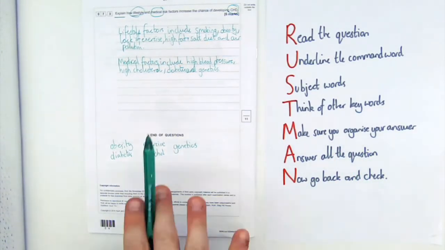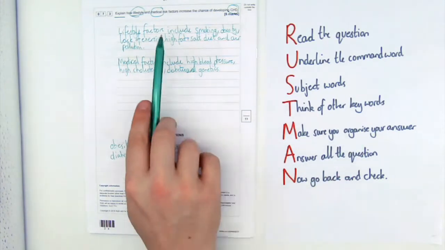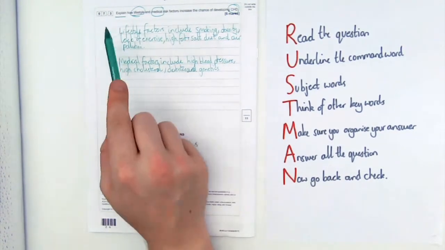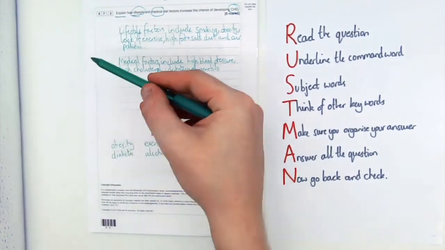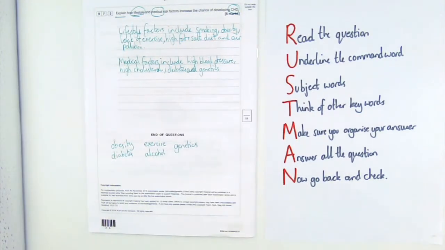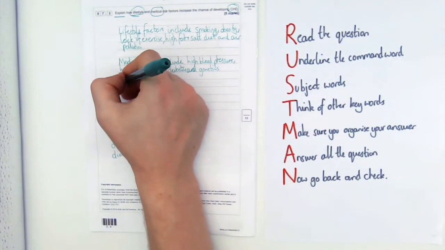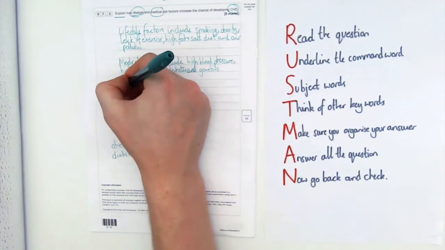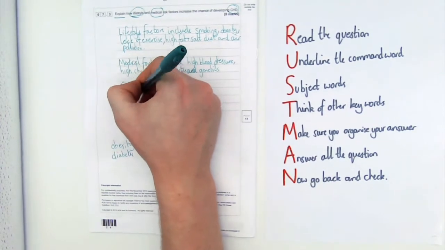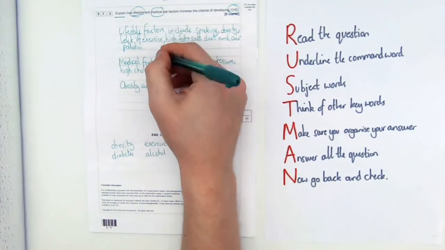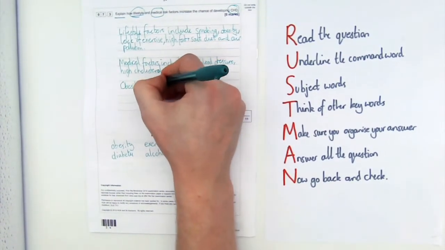Notice how, if I stopped here and I read back, I'd notice that I haven't actually answered the question, because I've just stated those factors, I haven't explained. So I'm going to add one more paragraph just to explain how they actually increase the chance. So obesity and high cholesterol. Notice I'm picking one from each there.